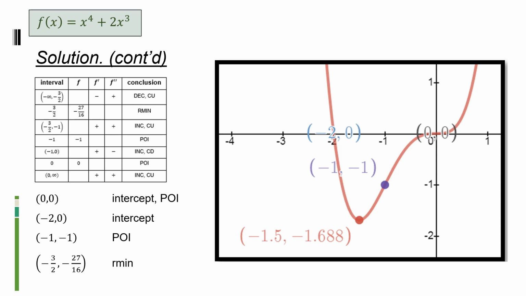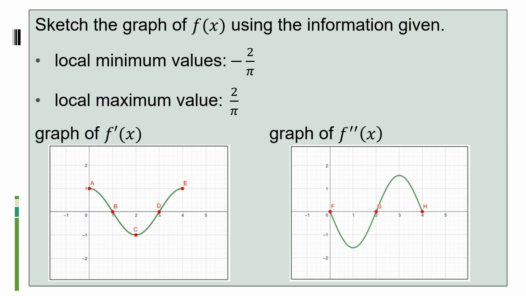And for the final example, the f of x is not given, but we are given information like local minimum, local maximum, and the graph of f prime and f double prime. We will sketch the graph given only this information. We know that in the first derivative, we can see whether the function is increasing or decreasing. For the second derivative, we can see the concavity of our function. So, those will help us to graph our function.